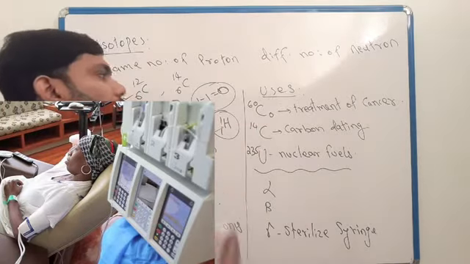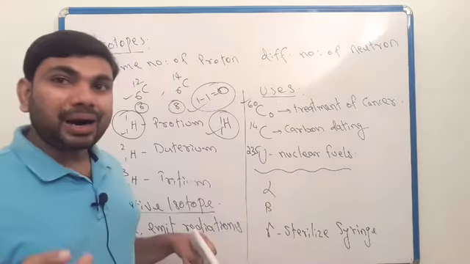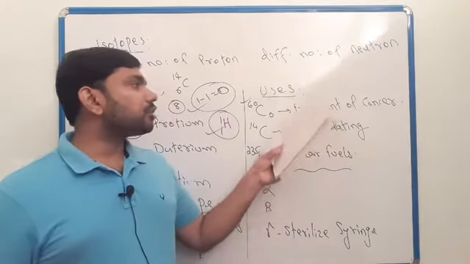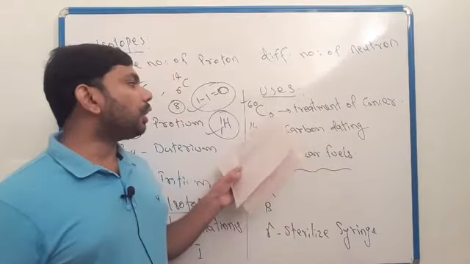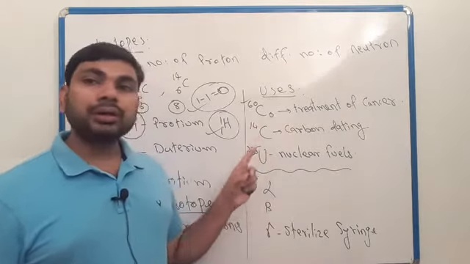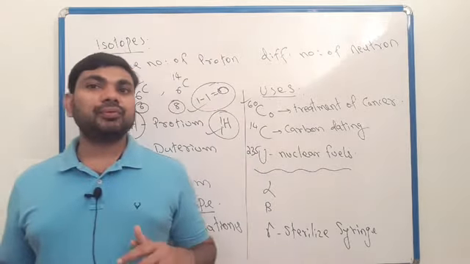Here CO means cobalt, and the mass number is 60. Cobalt-60 is used for the treatment of cancer. And another one, carbon-14. We can detect the age of fossils.